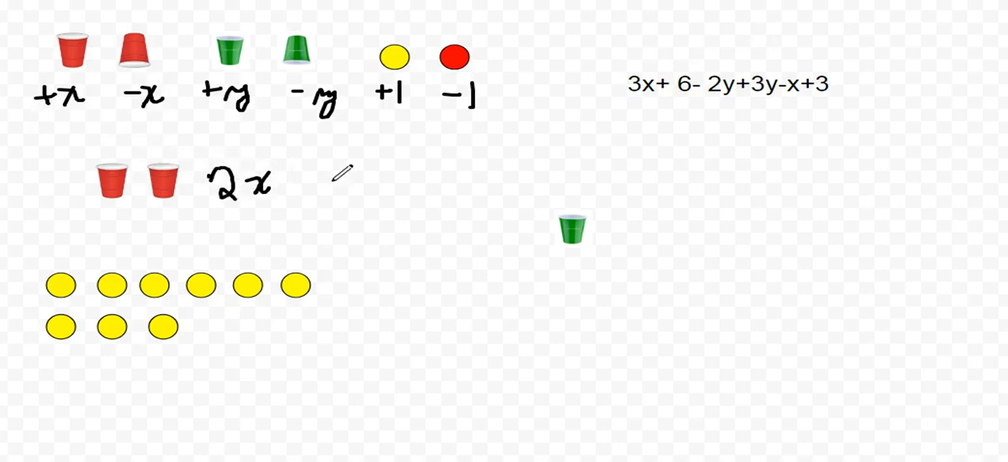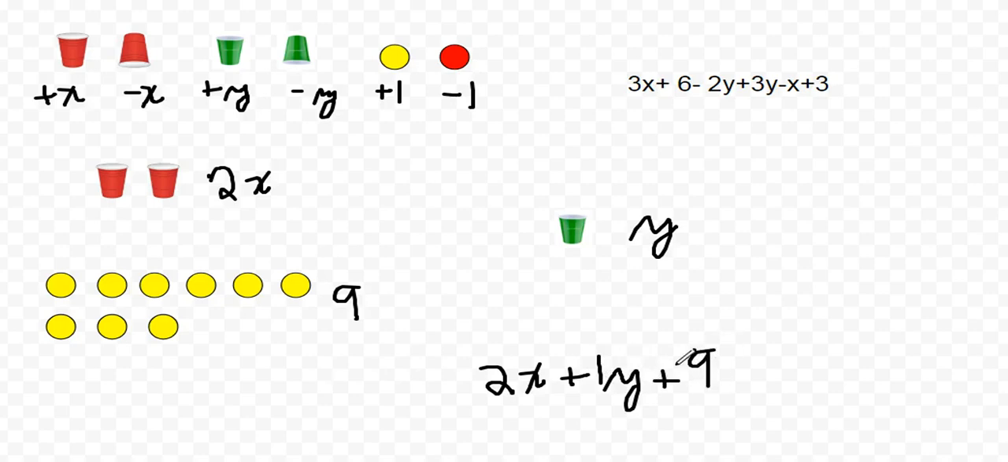2x. I have a green cup standing up. I have a y, and I have 1, 2, 3, 4, 5, 6, 7, 8, 9. I've got 9 yellow chips. So my final expression is going to be 2x, a positive 1y. Okay, positive y. If you want to, you can write in a 1 there if that makes you feel better. And then plus 9. Everything else canceled out. That's what I'm left with. 2x plus 1y plus 9. There you go. Let's take a look at our next example.